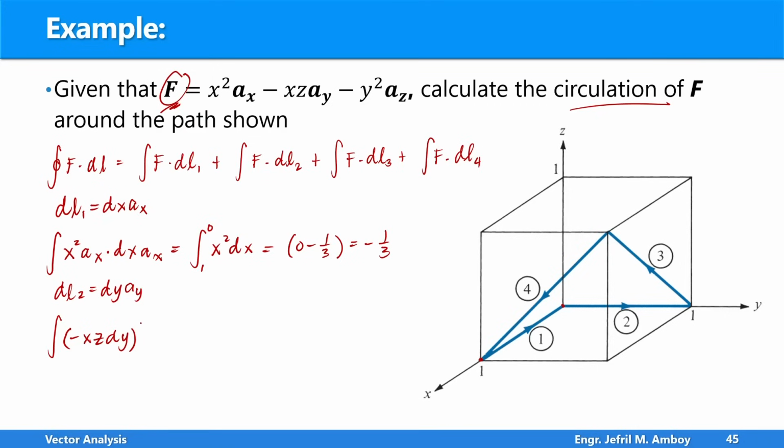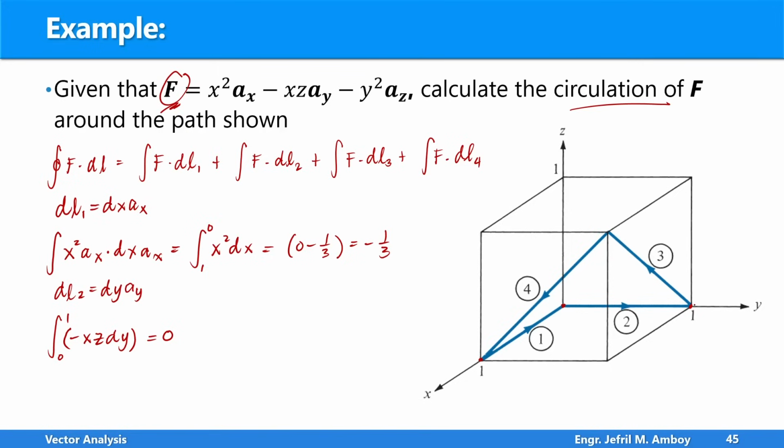Now, let us indicate the limits. From this point, the value of y is 0, and at this point, the value of y is 1. So from 0 to 1. Here, our variable is y. But from this point to that point, the value of x is 0 and the value of z is also 0. Therefore, the line integral along this path is 0. Right? That was quick. Before you know it, you're already done, right?